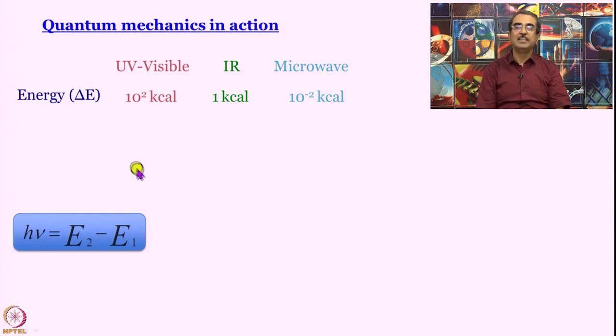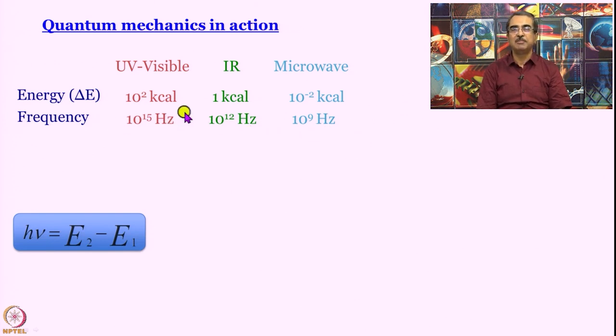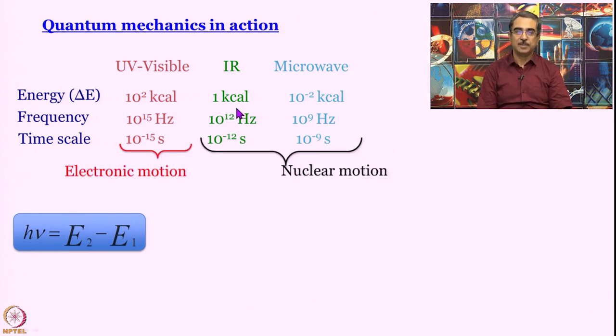So, as you see, energy is 10 to the power 2 kilocalorie for UV visible, 1 kilocalorie for IR, 10 to the power minus 2 kilocalorie for microwave. In terms of frequency, we are going to span 6 decades, 10 to the power 9 hertz for microwave to 10 to the power minus 15 hertz for UV visible. And in terms of time scale, which may not be important in our discussion, we actually go from nanosecond to femtosecond. Now, this IR and microwave radiation, these have energies that are more or less comparable to energies of nuclear motion, whereas UV visible light has energy that matches the energy gaps associated with electronic levels.